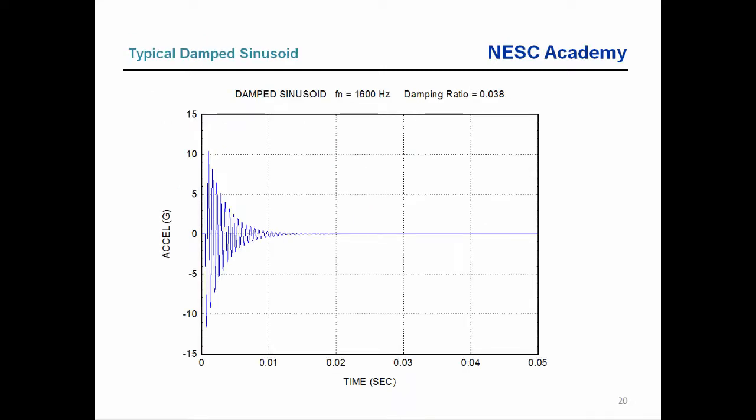So here's an example of a damped sine. This one has a natural frequency of 1600 hertz, and we could just abbreviate that as a frequency. It has a damping ratio equivalent to 3.8% damping. So you see acceleration in g versus time in seconds, and you can clearly see the damping effect, the exponential decay effect going on as well.